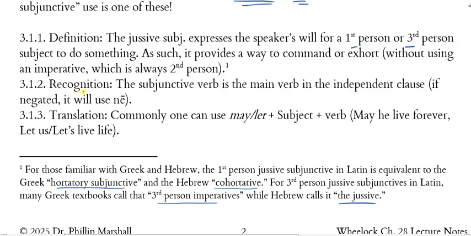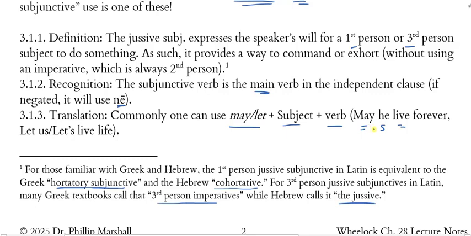Now, how do we recognize this? The subjunctive verb is going to be the main verb in the independent clause. And if it's negated, it will be negated with the negative particle ne. Now, how do we translate these? Commonly, one can use may or let, followed by the subject, and then the rest of the verb form. So, may he live forever, right? So there's the may or let, there's the subject, and then there's the rest of the verb, may live.